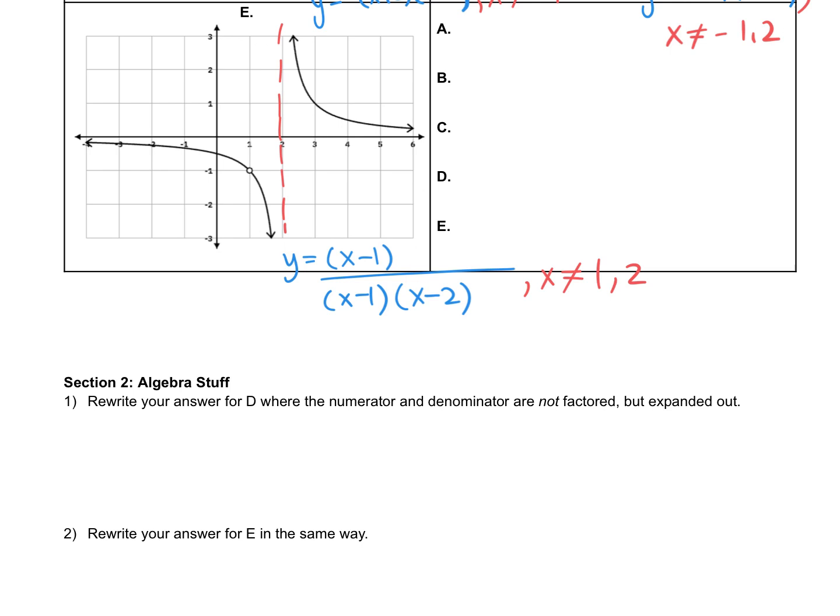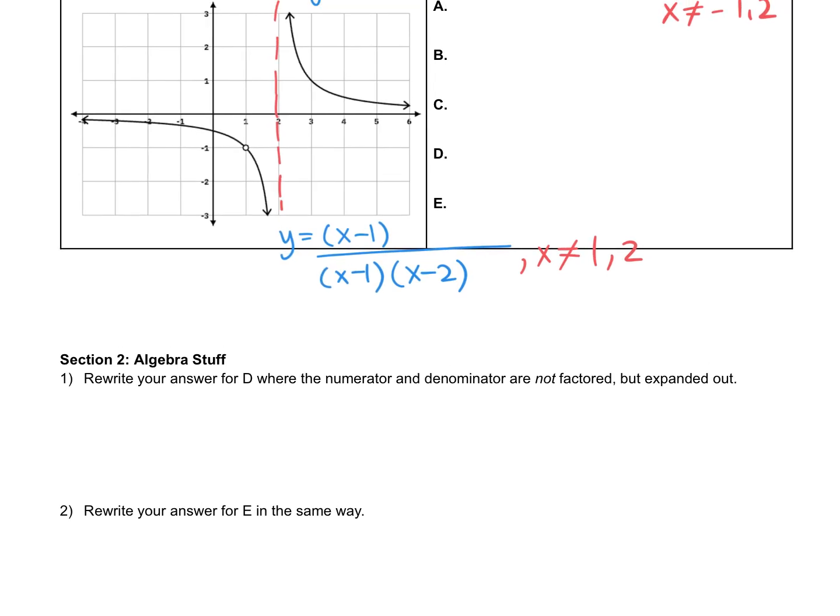Now let's take our answer from D and E, and we're going to expand out our numerator and denominator. So for our graph in D, it was the parabola with the two holes. We had x plus 1, x minus 2, x plus 2, x minus 2, all over x plus 1 and x minus 2. And we're just going to apply our distributive property here. For the numerator, because I have 4 brackets, I'm just going to do distribution for a pair at a time. So I'll do distribution here, I'll do distribution here, and then I'll multiply those afterwards.